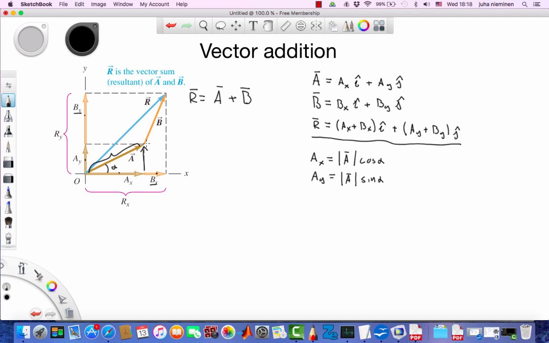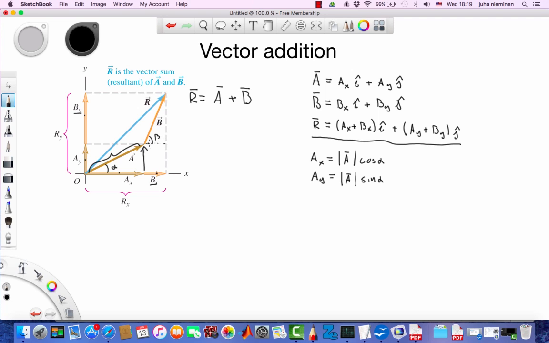And in the same way, we define angle beta. This angle is always from the x direction, or the x-axis towards y direction, or in other words, counterclockwise from the x-axis.